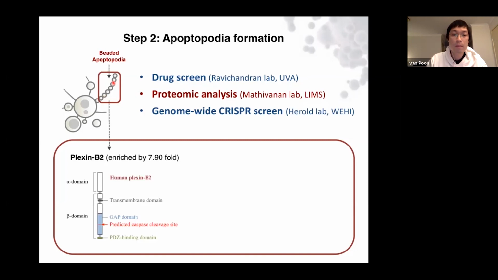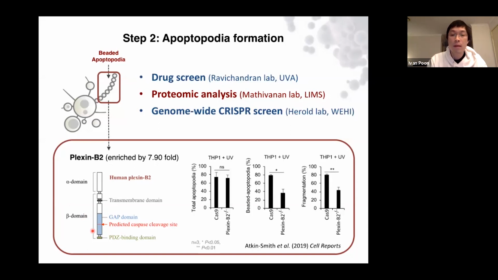And when we did proteomic analysis, we found that one of the proteins, called plexin B2, is enriched in the protrusion. We got interested in this protein because it's known to regulate cytoskeletal changes. It plays a role in axonal guidance or macrophage migration. And we thought that it may be playing a role in the formation of protrusion as well. When we looked a bit deeper, we worked out that plexin B2 is being cleaved by caspase, although how this regulates function we still don't know.